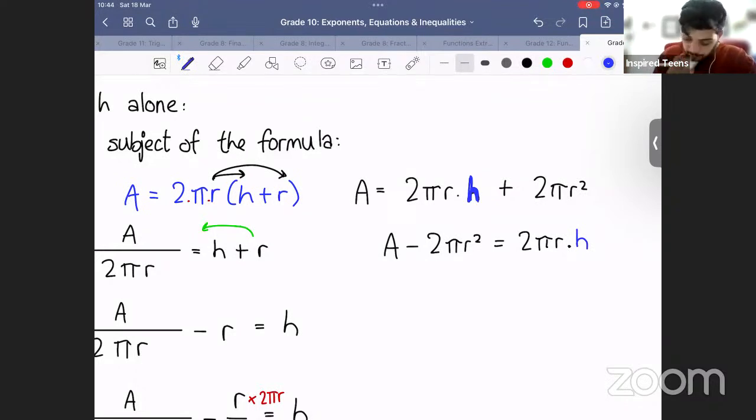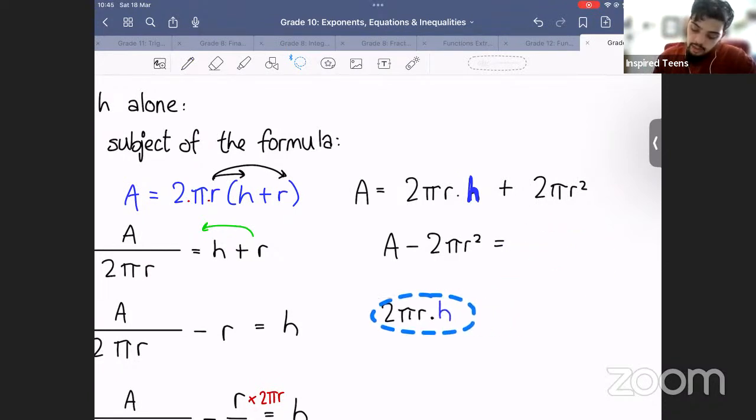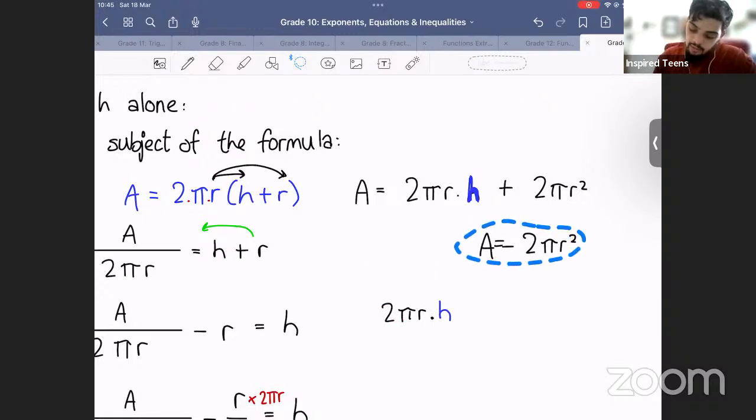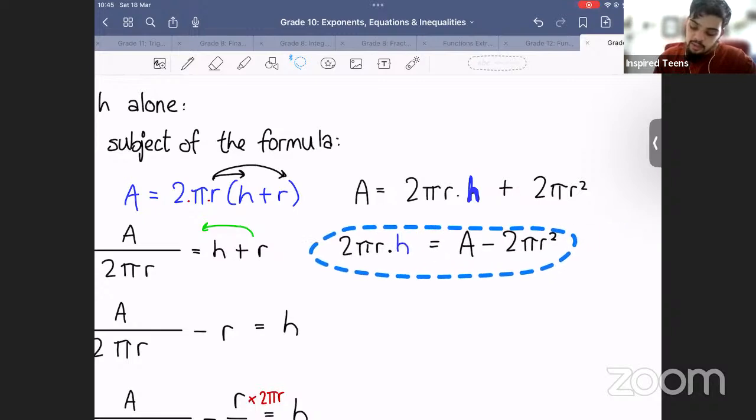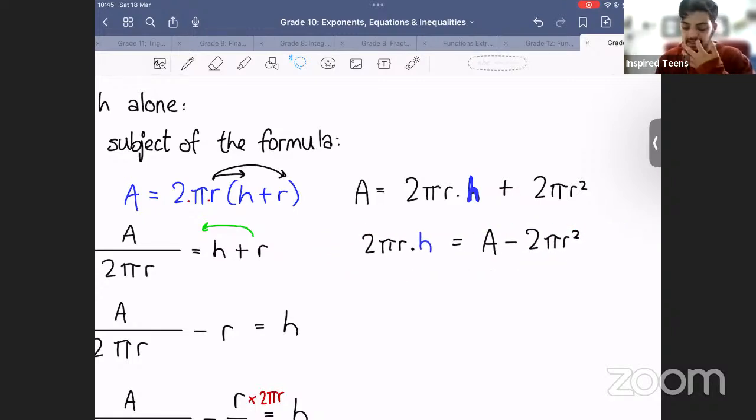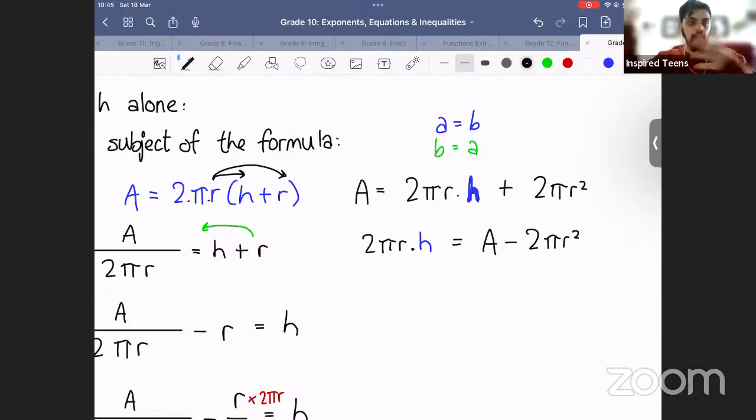Now I want to write the term with H on the left already. I don't have to change the signs here, because I haven't changed the value of anything. Basically, if A is equal to B, then B is also equal to A. It's the same thing. I just wrote it the other way around.